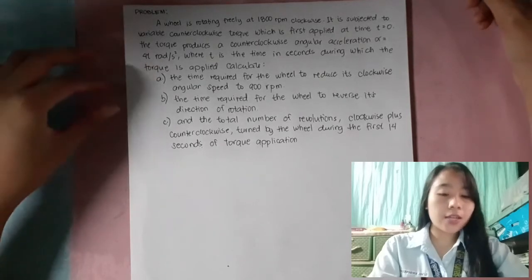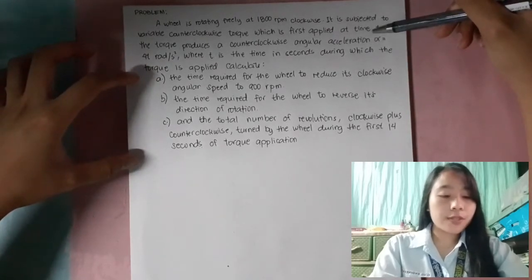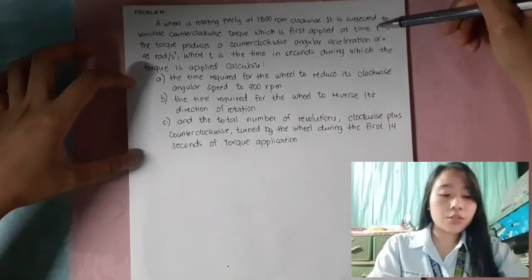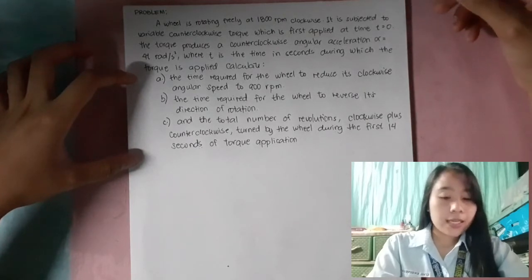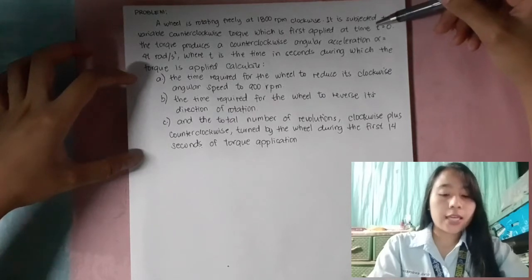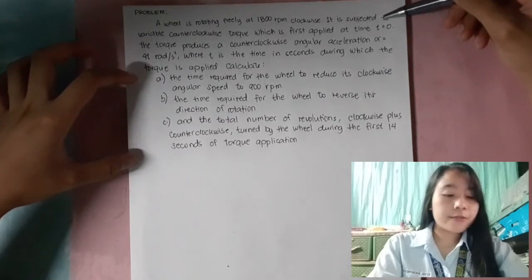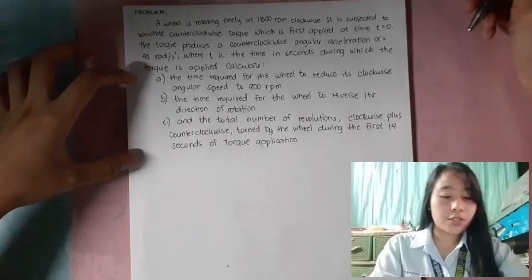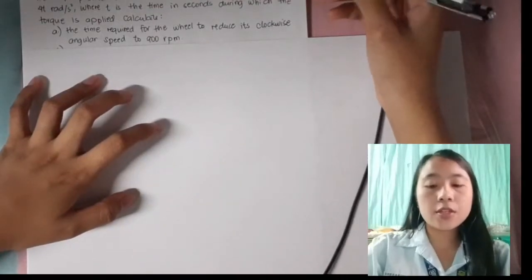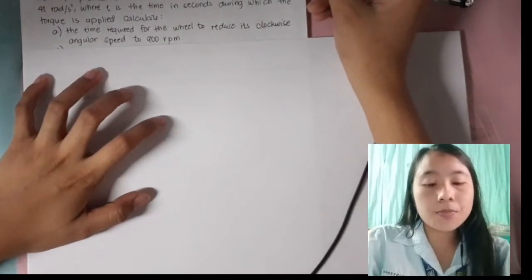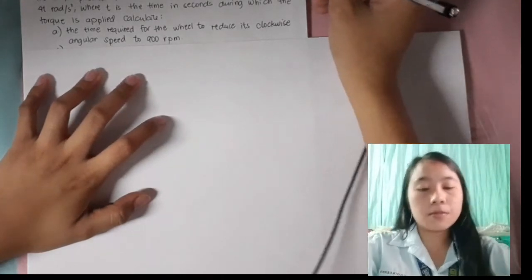applied. Calculate letter A, the time required for the wheel to reduce its clockwise angular speed to 900 revolutions per minute. B, the time required for the wheel to reverse its direction of rotation. And letter C, the total number of revolutions clockwise plus counterclockwise turned by the wheel during the first 14 seconds of torque application. First, let's calculate letter A. The time required for the wheel to reduce its clockwise angular speed to 900 revolutions per minute.